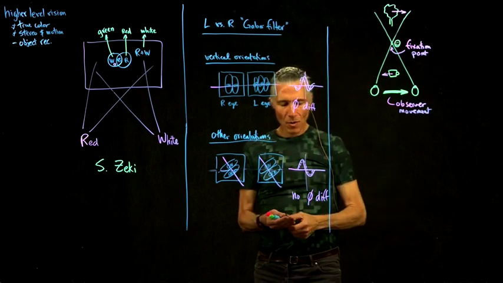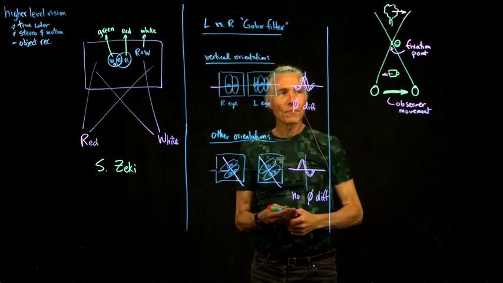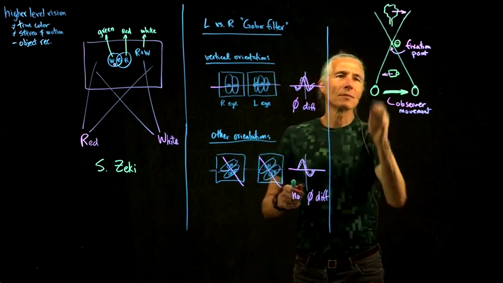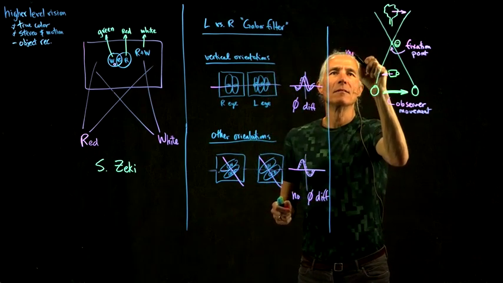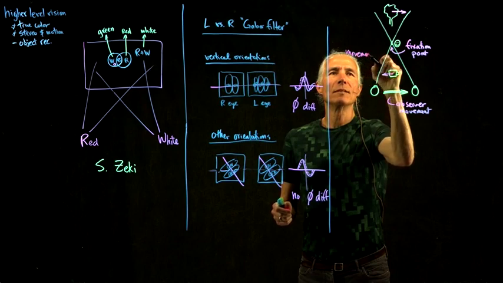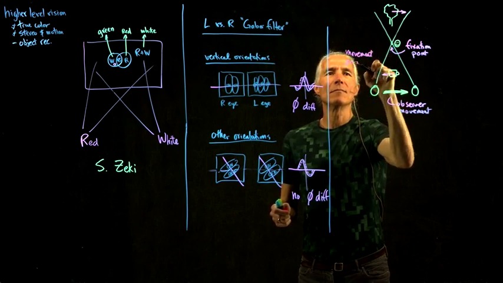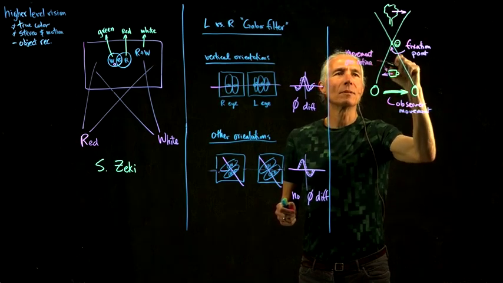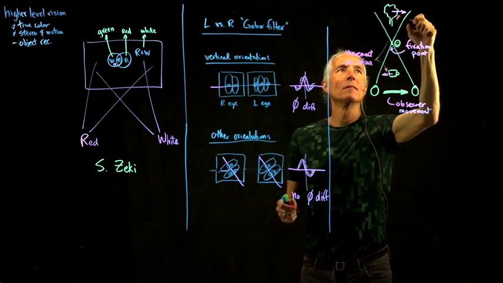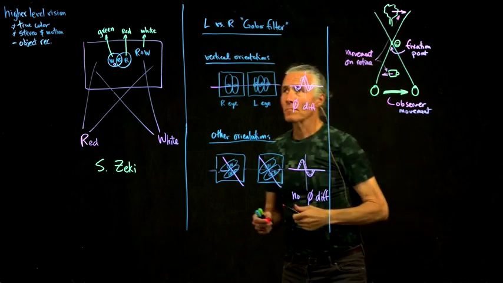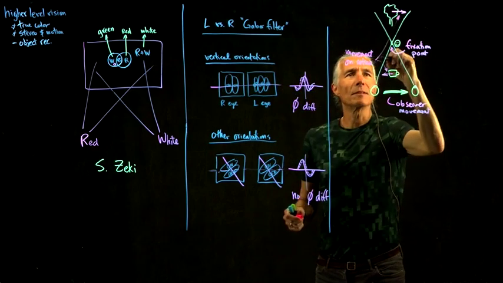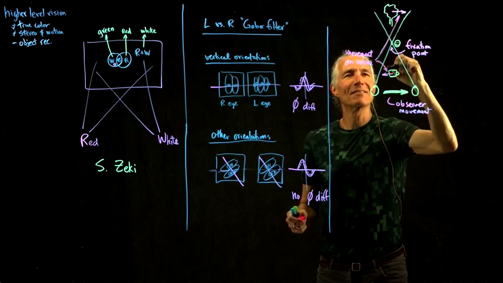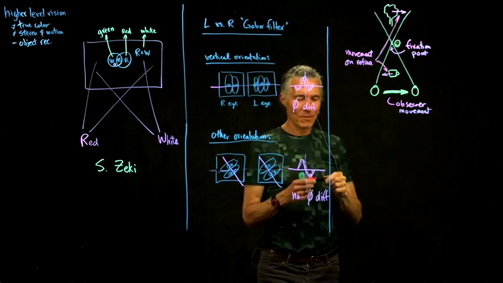And so if you go into higher cortical areas, let me just label this. This is movement on retina. This guy's movement on retina. Those are a little bit not dark enough. There we go.